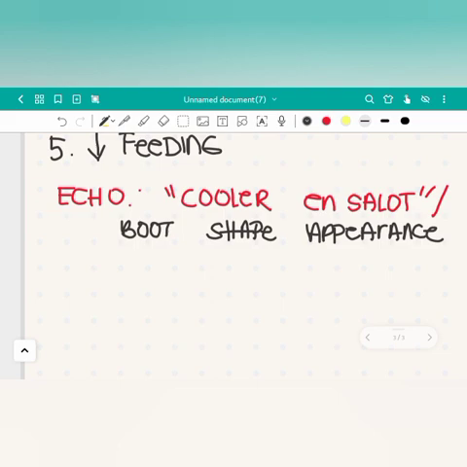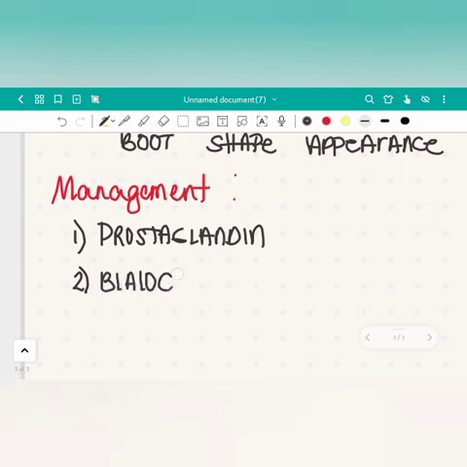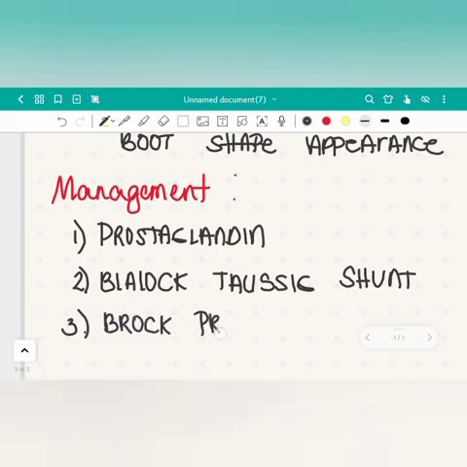Okay, for our management for the tetralogy of Fallot, you should give the patient prostaglandin to keep the ductus arteriosus open from the aorta to the pulmonary artery, and the Blalock-Taussig shunt to connect the subclavian artery, and the Brock procedure, the corrective procedure that is being asked in the NCLEX question. So it is the incision of the right ventricular chamber and cutting off the stenosed pulmonary valve.